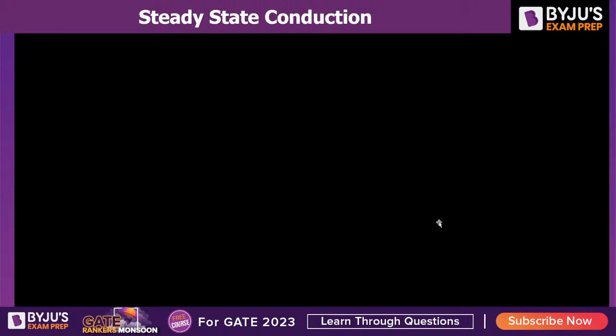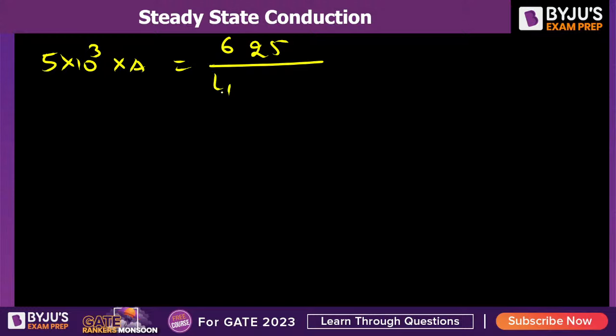can you solve it? Are you getting option A or not? If you solve this, then Q dash is given as 5 kilowatt. So 5 into 10 to the power 3 into area is equal to 625 divided by L1 by K. What is L1? 100 mm.